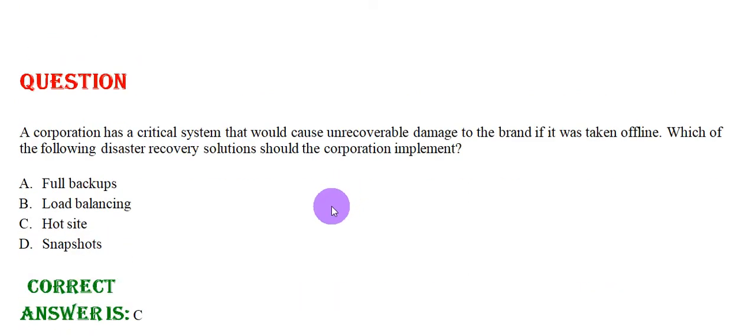A corporation has a critical system that would cause unrecoverable damage to the brand if it was taken offline. Which of the following disaster recovery solutions should the corporation implement? Option A, full backups. Option B, load balancing. Option C, hot site. And option D, snapshot. Correct answer is option C.